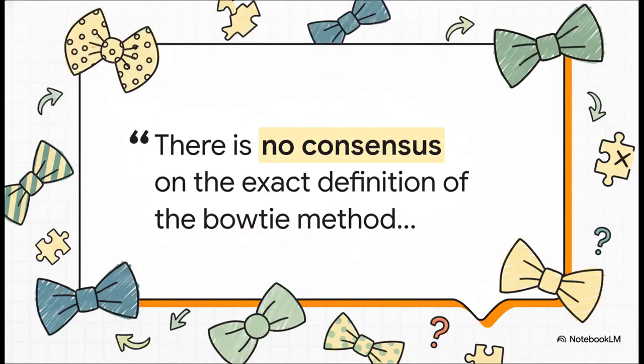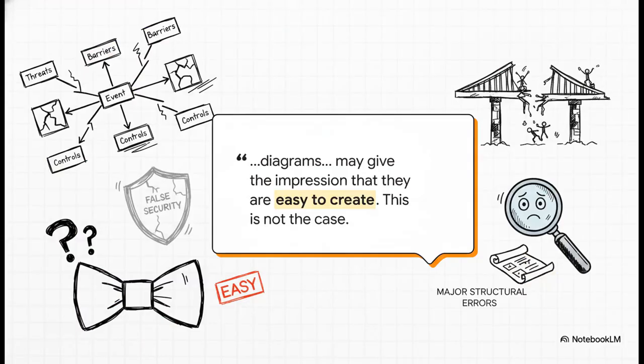And this one is pretty wild. For a method that's used all over the world, there's no single agreed-upon definition of how to do it. Seriously. Beyond the simple shape, different organizations use it in totally different ways, with different rules. There's a shocking lack of consistency. And maybe this is the most dangerous flaw of all. The diagram's simplicity is its biggest selling point, but it's also its greatest weakness. It looks so easy to create, and that means people often make really sloppy ones with huge logical errors, which can give everyone a totally false sense of security.